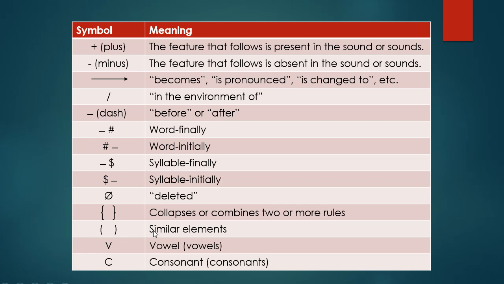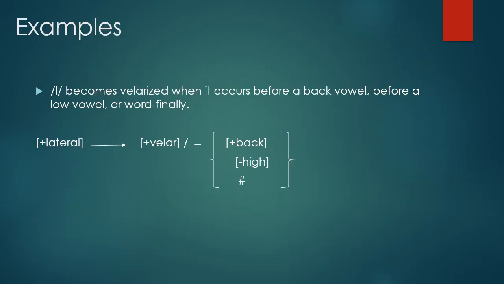This symbol here means similar elements. The V means vowel, and when you see two V's together, that means that one vowel is next to the other, or the two vowels are together. The same case applies to the consonant sounds. There are some environments in which some consonants occur together. So we are going to see that when we represent the different rules in notation, with symbols.